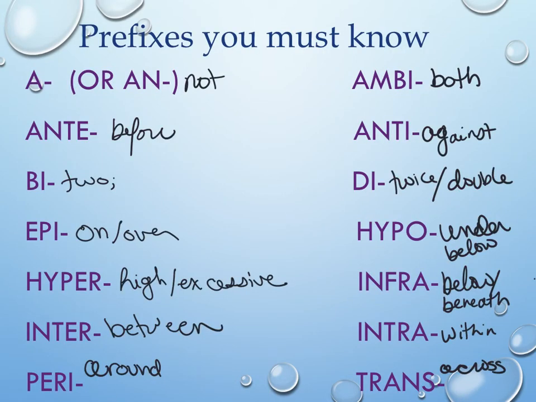Okay, so prefixes. Again, some that you probably know already. A in front of something means not. It's like anonymous is not named. Ambi is both, like ambidextrous. You can use both your hands to write or do something. Ante is before. In U.S. history, you might have learned about the antebellum period before the Civil War.